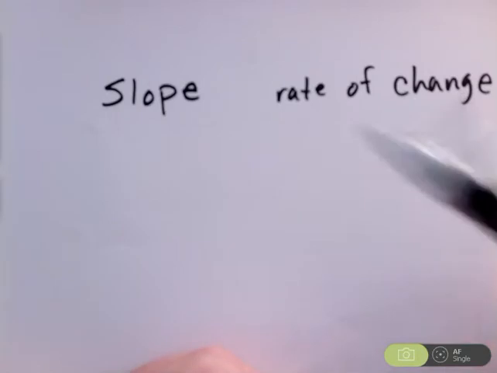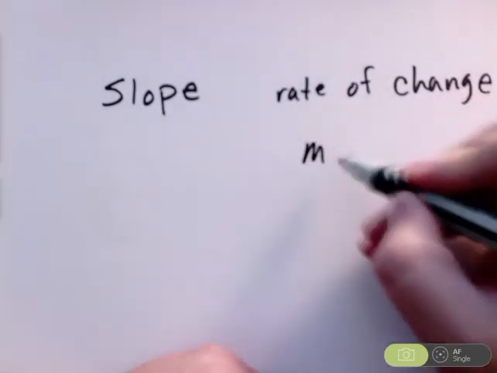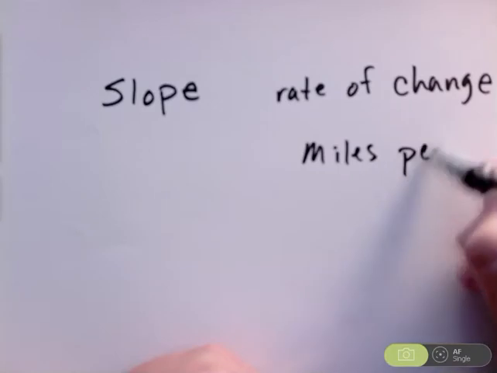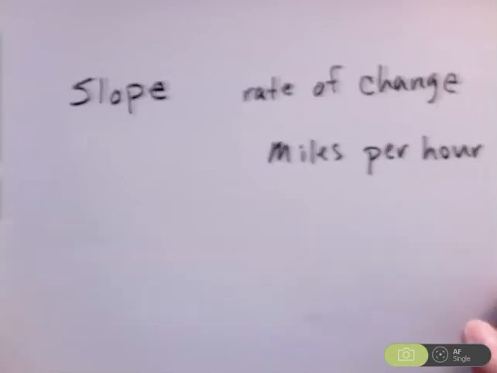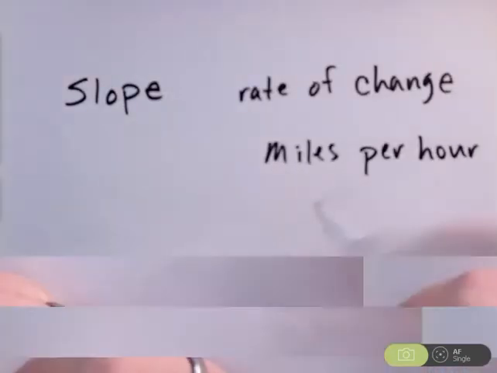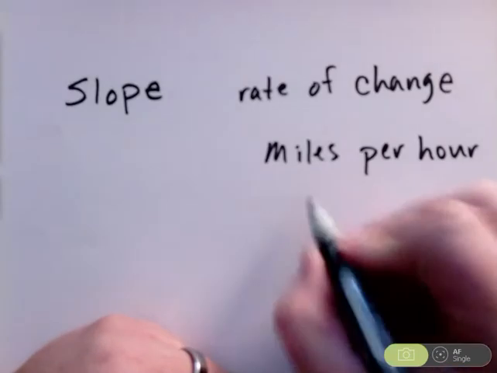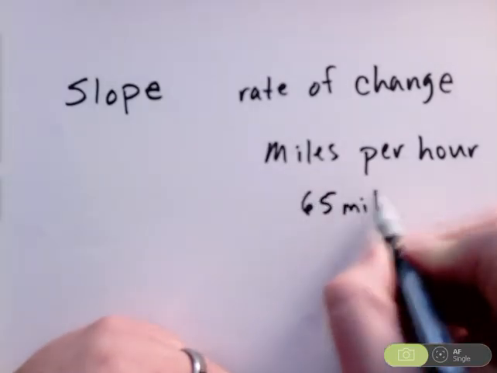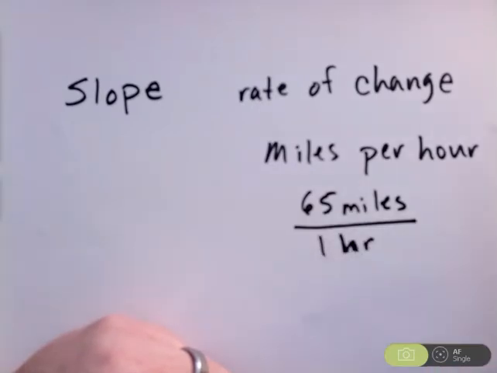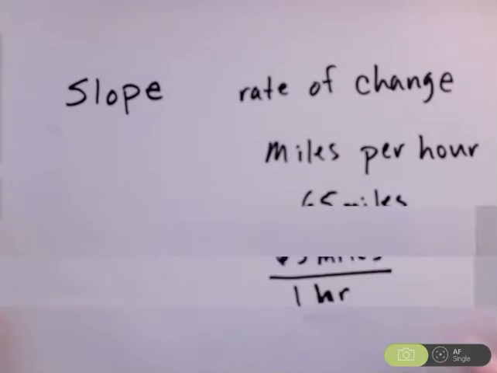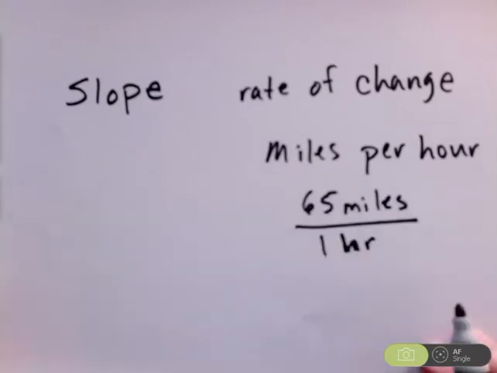So other rates that we use, maybe miles per hour, this would be if you're going down the interstate maybe at 65 miles per 1 hour. So a rate of change is a ratio. It's going to be a fraction, and there has to be two parts. Okay, so when we deal with this with a linear equation or a picture of a line, we're going to work with this.